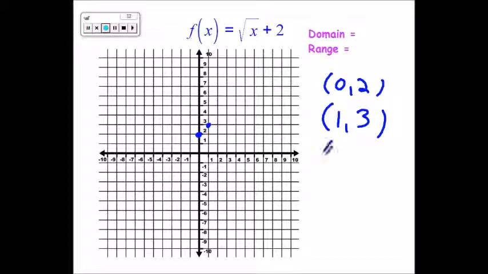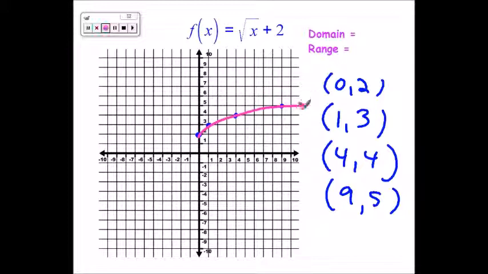My next perfect square is 4. The square root of 4 is 2. 2 plus 2 is 4. So my point is 4, 4. My next perfect square is 9. So that would give me the point 9, 5. And then my function graph will pretty much look like this, because not only is it those points, it's all the points in between. If we looked at the numbers, they're going to be messy, irrational numbers, but they're there.